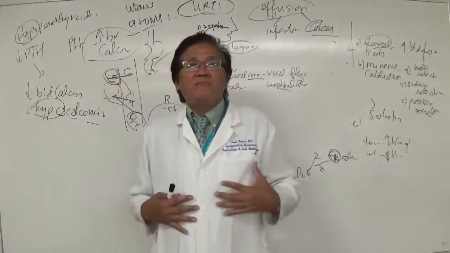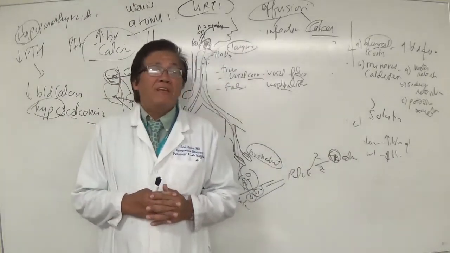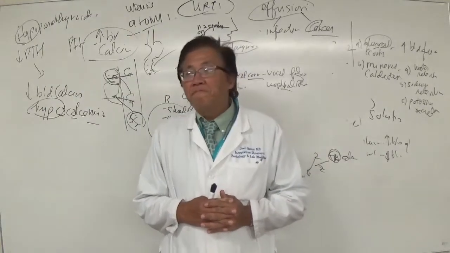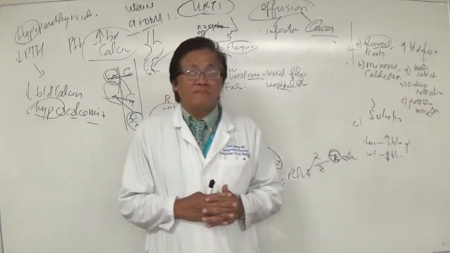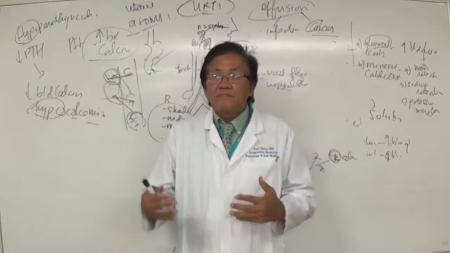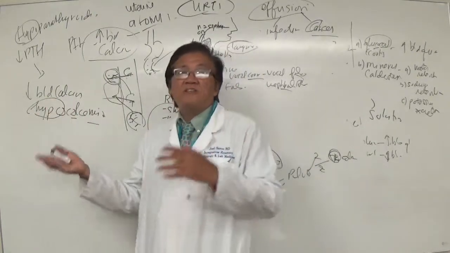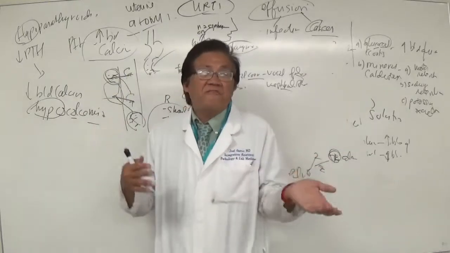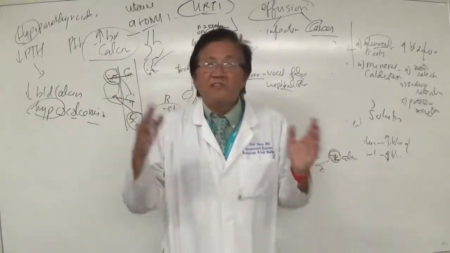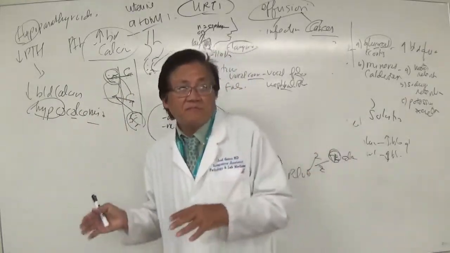Muscles for breathing, what is the primary muscle for breathing? Diaphragm. And what is the nerve supply to the diaphragm? The phrenic. And where does this phrenic come from? C3, C4, C5 keeps the diaphragm alive.